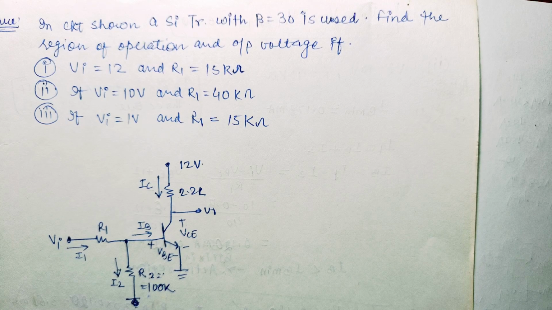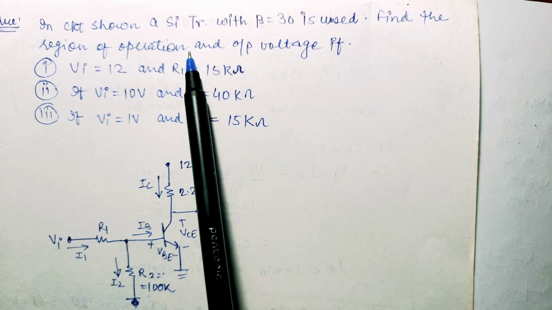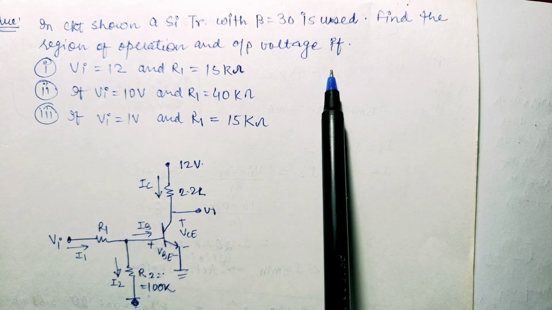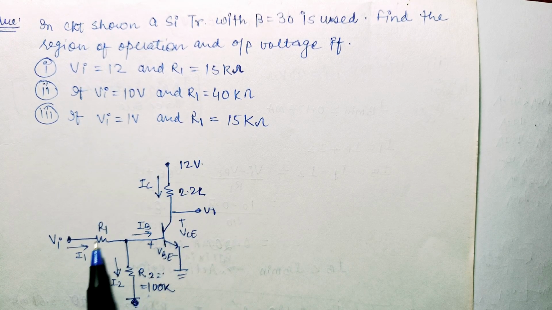Let us see a question on region of operation of BJT. In this question, the circuit is shown below, beta value is given as 30, and it is a silicon transistor. Find the region of operation and output voltage if these three conditions of VI voltage and R1 resistance are given. So this is the circuit given to us. Let us see how we can solve it.